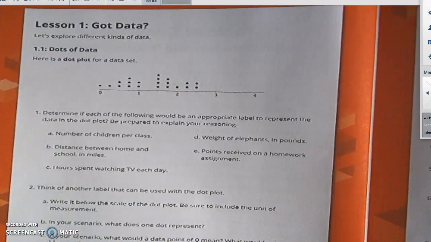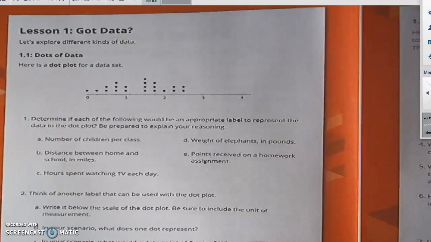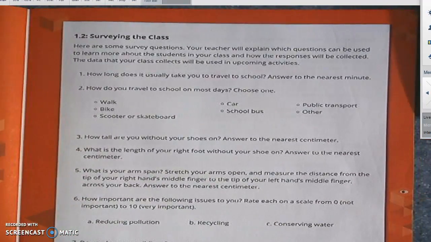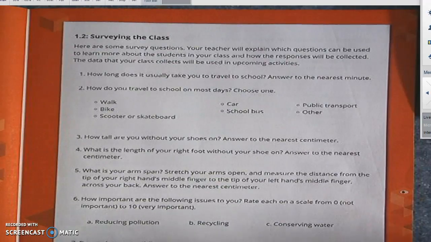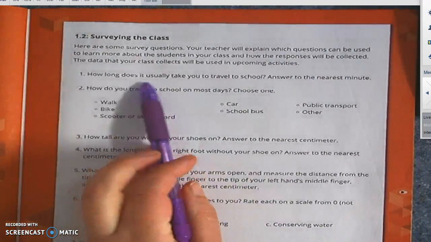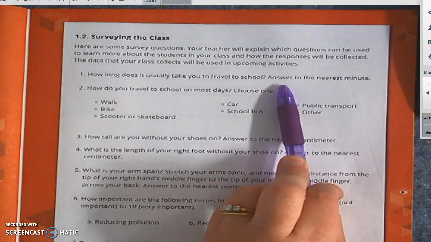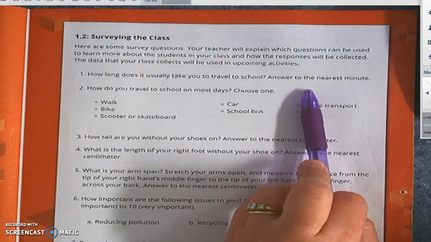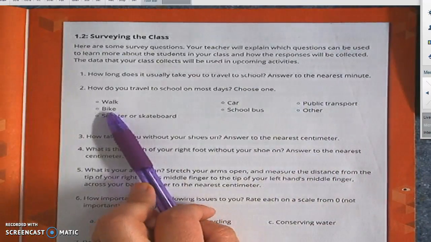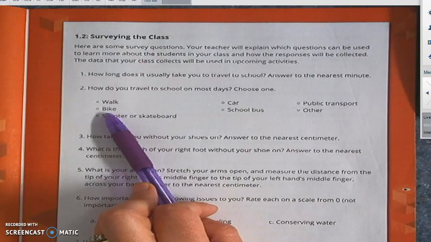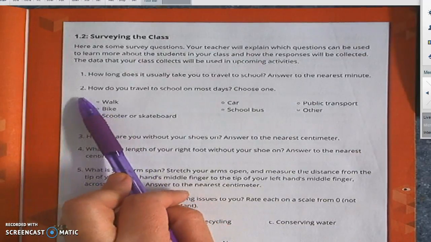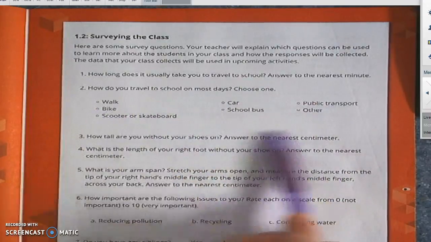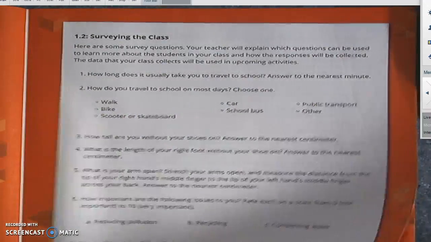Lesson 1 was focused on two types of data, numerical and categorical data. Numerical data is things where the answers are going to be numbers. So how long does it usually take you to travel to school? If we were to ask a bunch of people, all of their answers would be a number. So that's numerical data. Categorical data is going to be words or categories. So if we were to ask a bunch of people, how do you travel to school on most days? And they're going to have one of these choices be their answer. That's going to be categorical data.